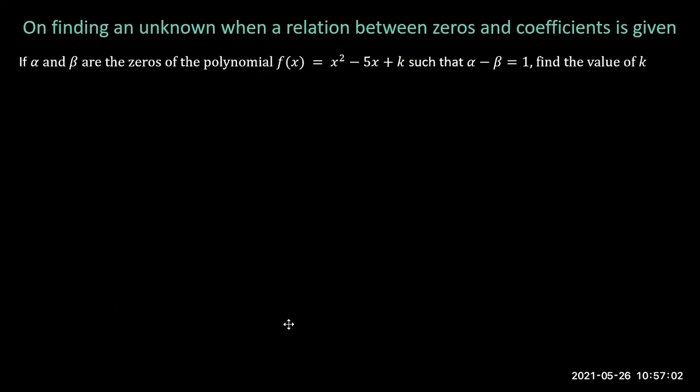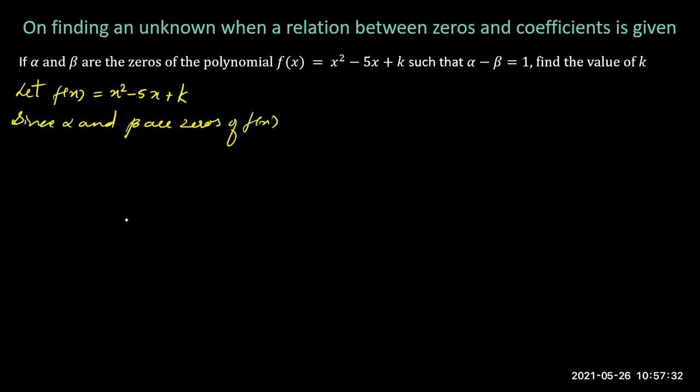So for that, we'll consider the given polynomial. Let f of x be equal to x square minus 5x plus k. Since alpha and beta are zeros of f of x, alpha plus beta is minus b by a.